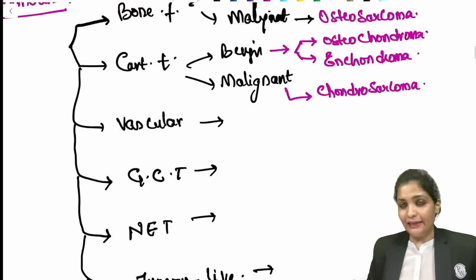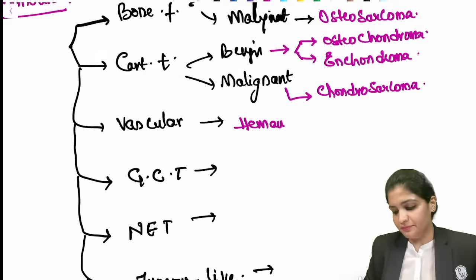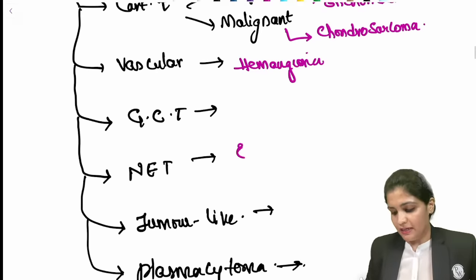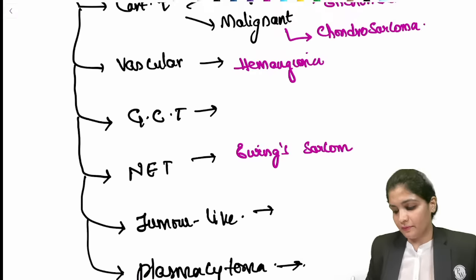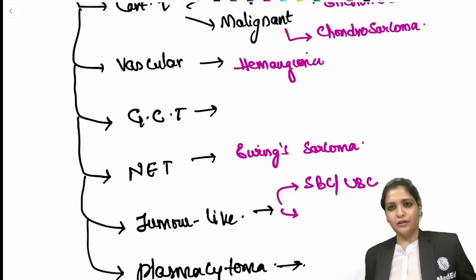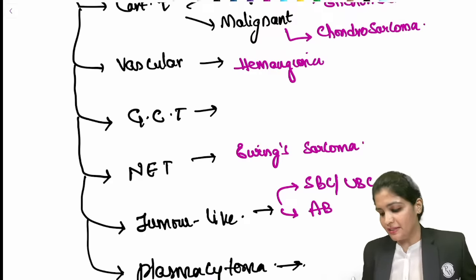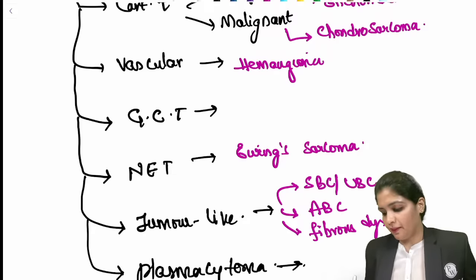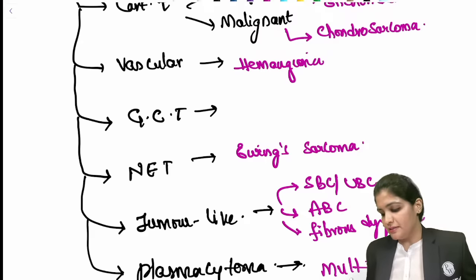And then it is vascular tumors. You have hemangioma, and GCT special entity, and neuroectodermal tumor is Ewing's sarcoma. Right? And tumor-like conditions are your SBC or UBC, that is simple bone cyst or unicameral bone cyst, or your ABC and fibrous dysplasia, right? And this plasmacytoma is nothing but your multiple myeloma.